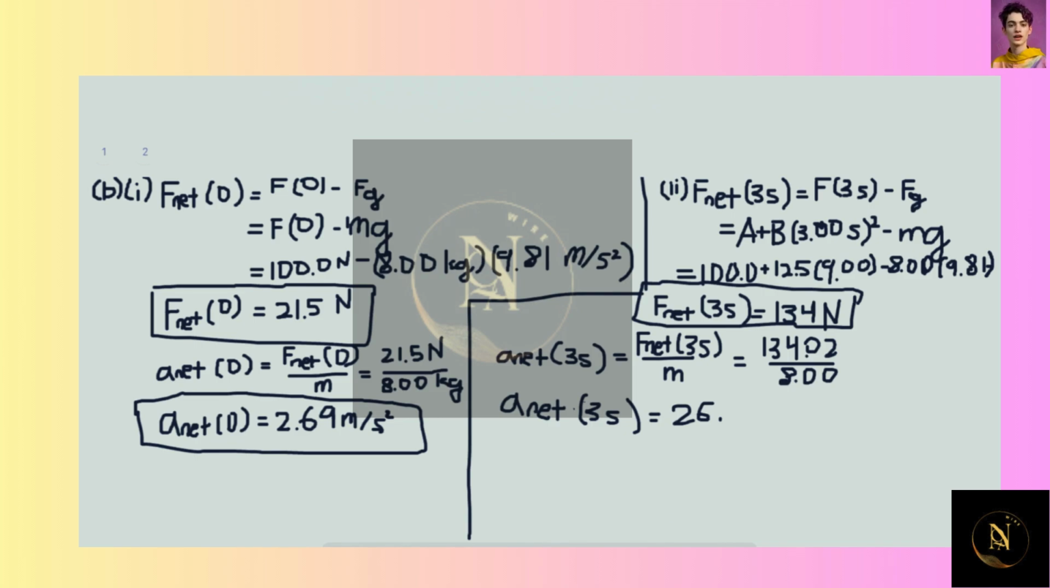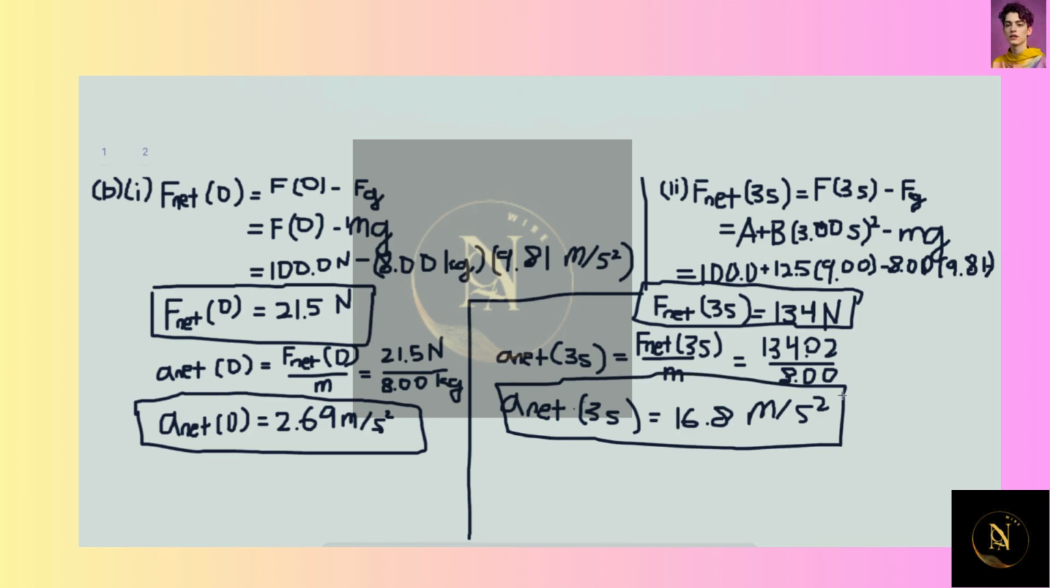Oh, sorry, I'm jumping ahead of myself. That's the numerical answer for part C. Whoops. The net acceleration here is 16.8 meters per second squared. All right, that was a long part B. Had 4 necessary answers to it. Okay, so let's internalize that.